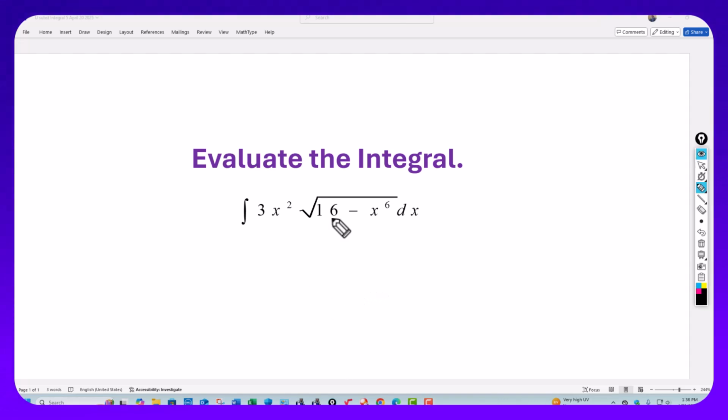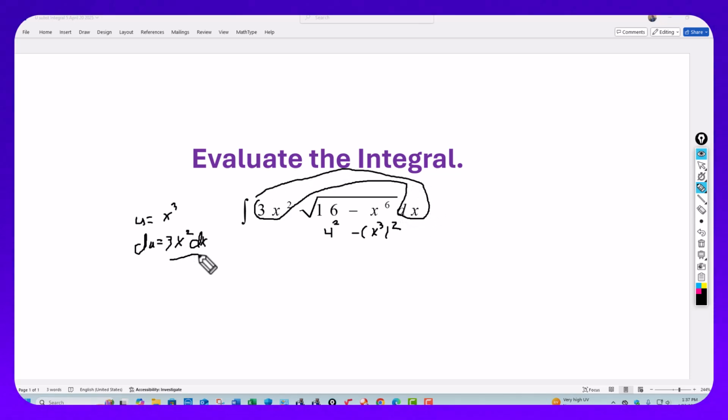So we've got 16 minus x to the 6, and we can think of the 16 as 4 squared. And x to the 6, I can write as x cubed squared. Multiply the exponents and I get the same thing. Notice if I let u equal x to the third, then du will be 3x squared dx. So the 3x squared dx will be du. And then right here I'd have 4 squared, and this will be u squared. So in terms of u, that's what I'm going to have.